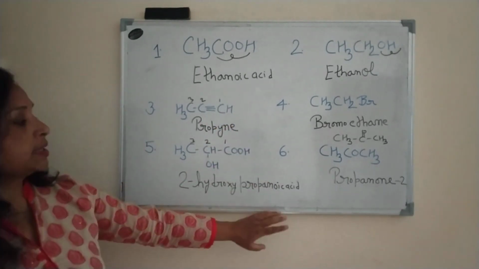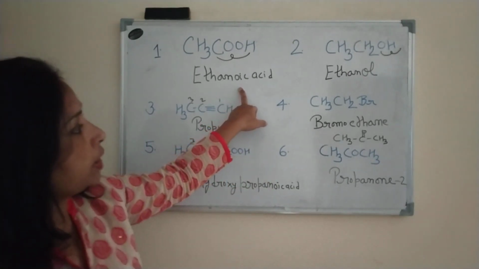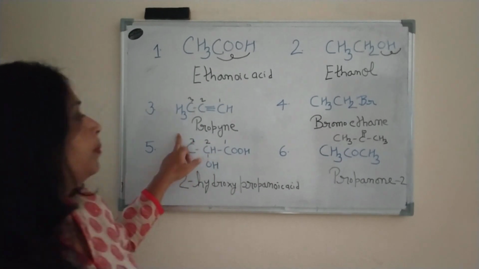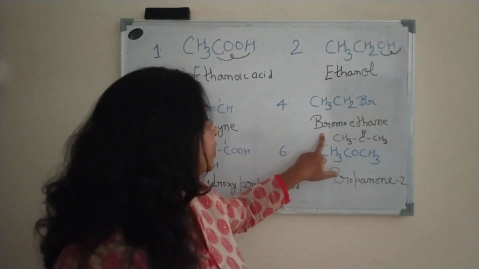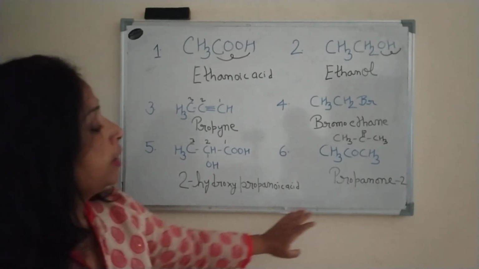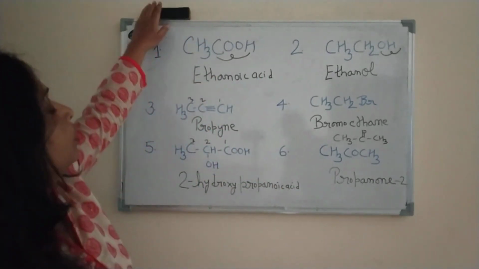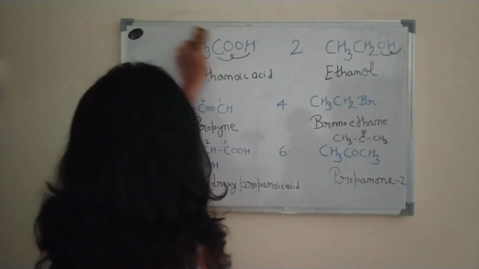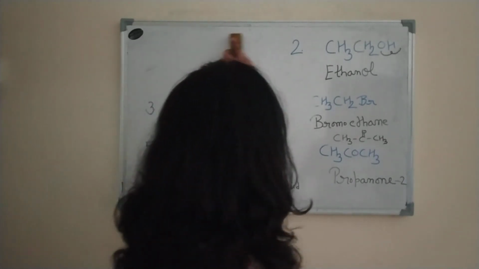So these are the 6: ethanoic acid, ethanol, propyne, bromoethane, 2-hydroxypropanoic acid and propanone. Now next one, the aldehyde group. We have to take an example.